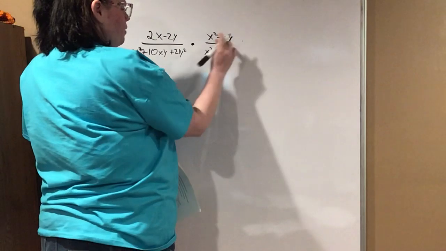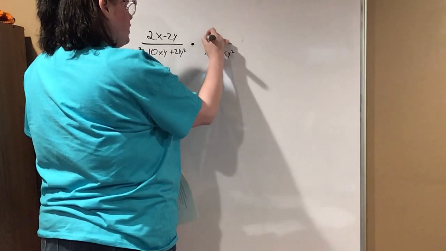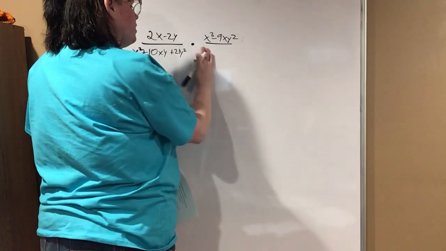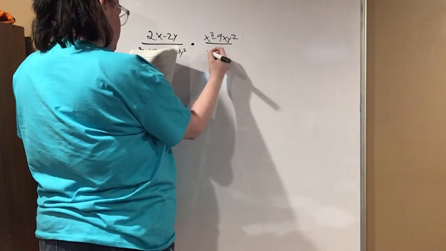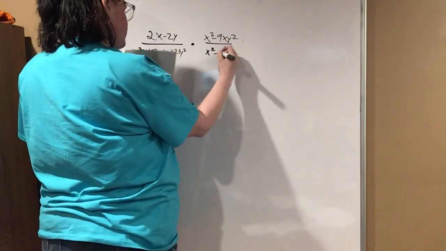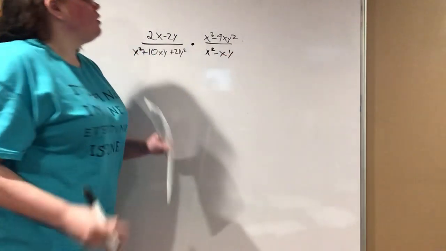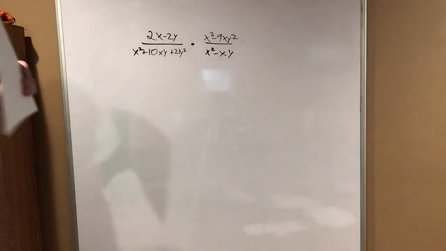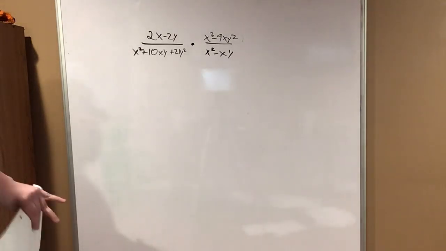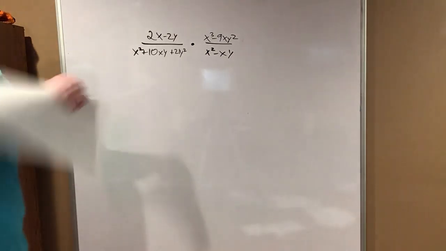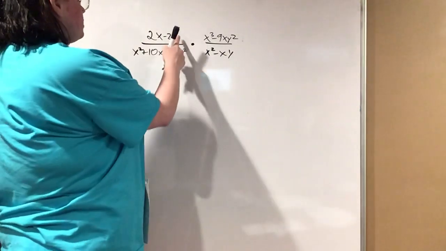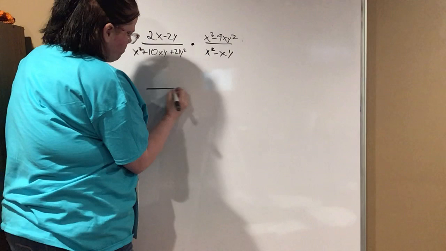So now on the top, I'll have x cubed minus 9xy squared. And on the bottom, I have x squared minus xy. Well, now it's multiplication. We just changed the division to multiplication. That's the whole point. Because I don't like doing division, I like multiplying. So now, let's factor this. So I'm going to factor the top, draw my one big line.